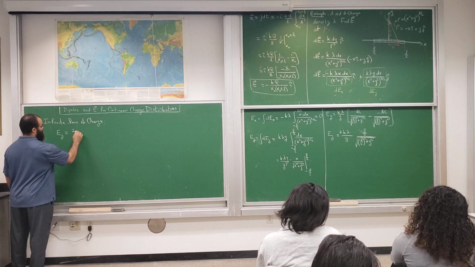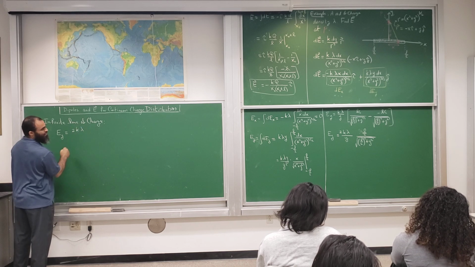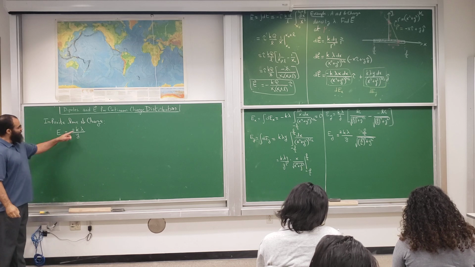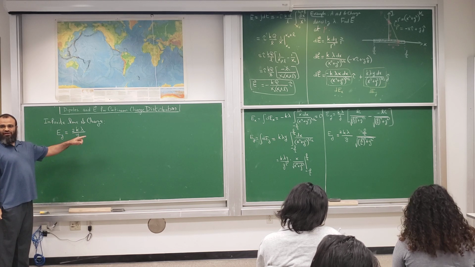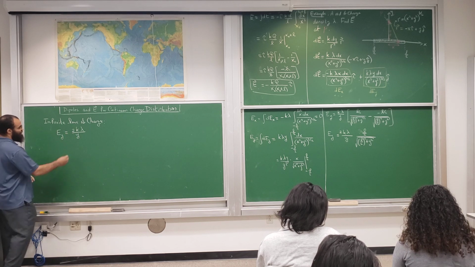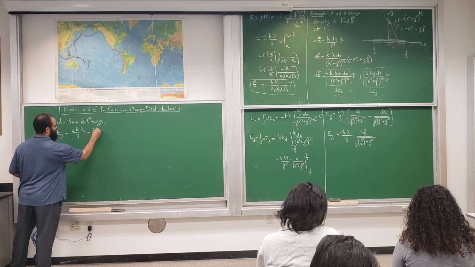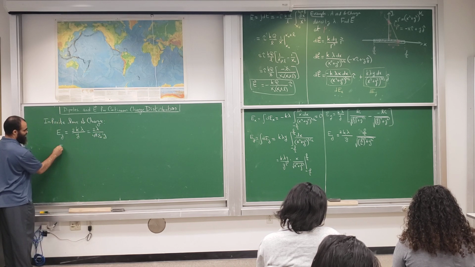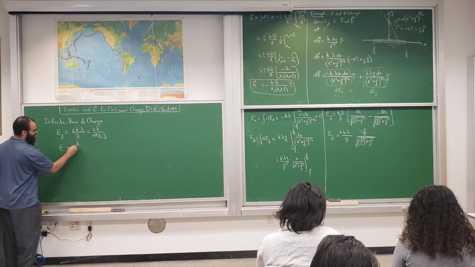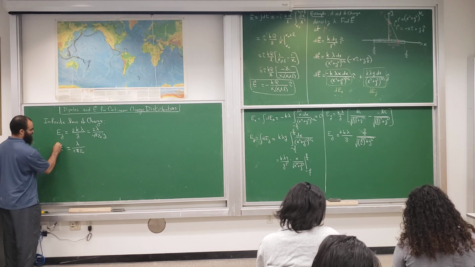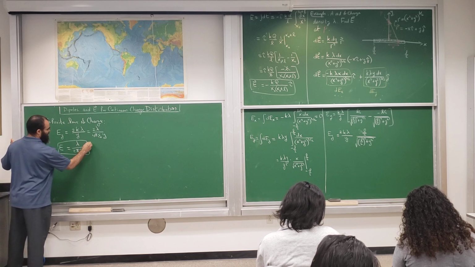2K lambda over y. But people usually write the K in terms of the epsilon naught. So it becomes 1 over 4 pi epsilon naught. K is 1 over 4 pi epsilon naught. So we write it this way. 2 lambda over 4 pi epsilon naught y. And so we just write E equals lambda over 2 pi epsilon naught y. That's an infinite line.